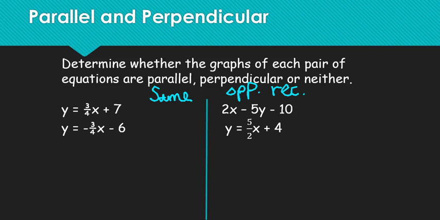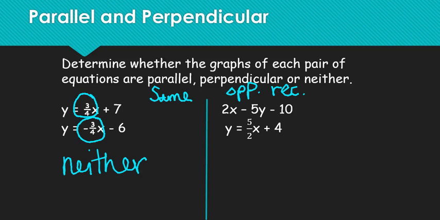Okay? So looking at our slope here, 3/4 and negative 3/4. They're not the same, so we know it's not parallel. They are opposite signs, but the fractions are not reciprocals, so they're not perpendicular. So this one is neither.